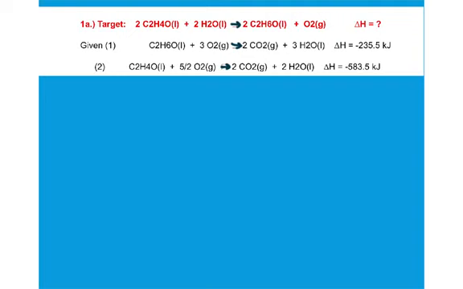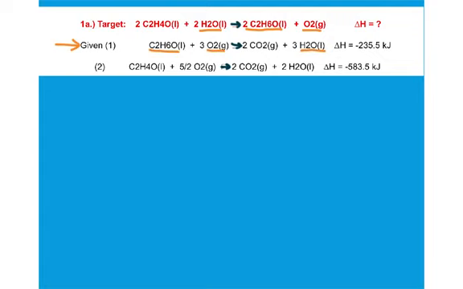So here's how we're going to start. We're going to start at given equation number 1, and I'm just going to compare what the given equation has in common with the target equation. If I have a look, I have this ingredient in common. What else do I have in common? I have some oxygen in common, and I also have some water in common. They have lots of common ingredients.